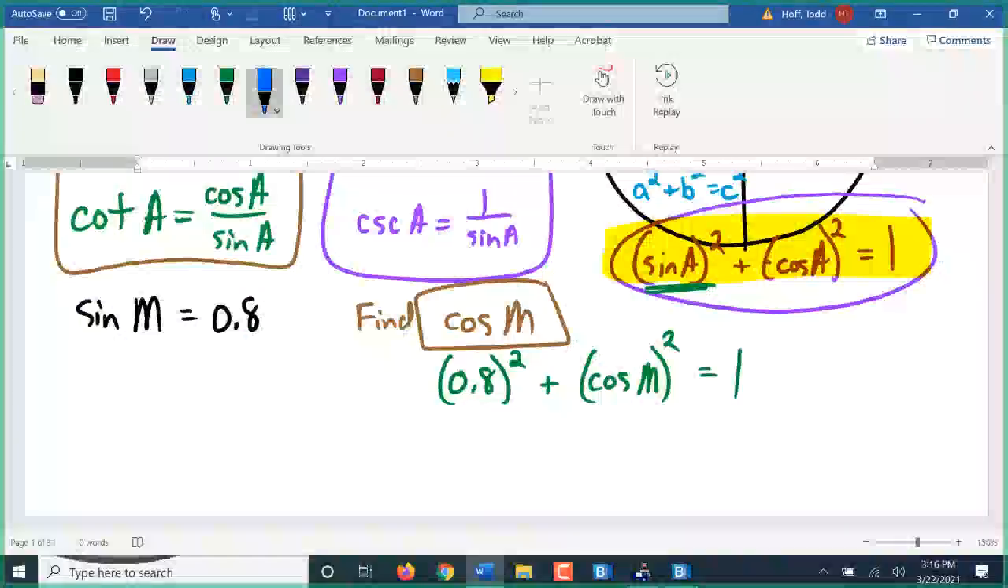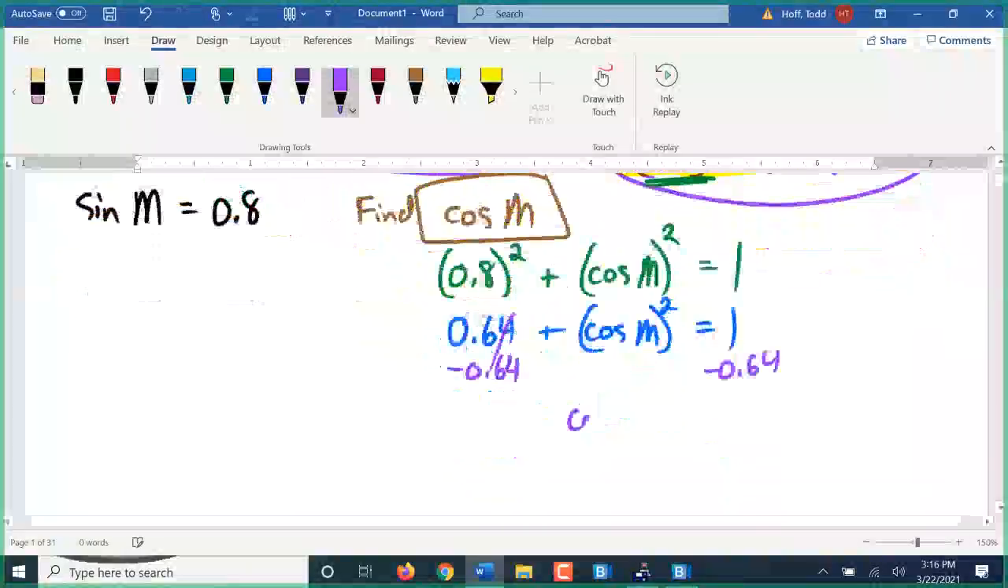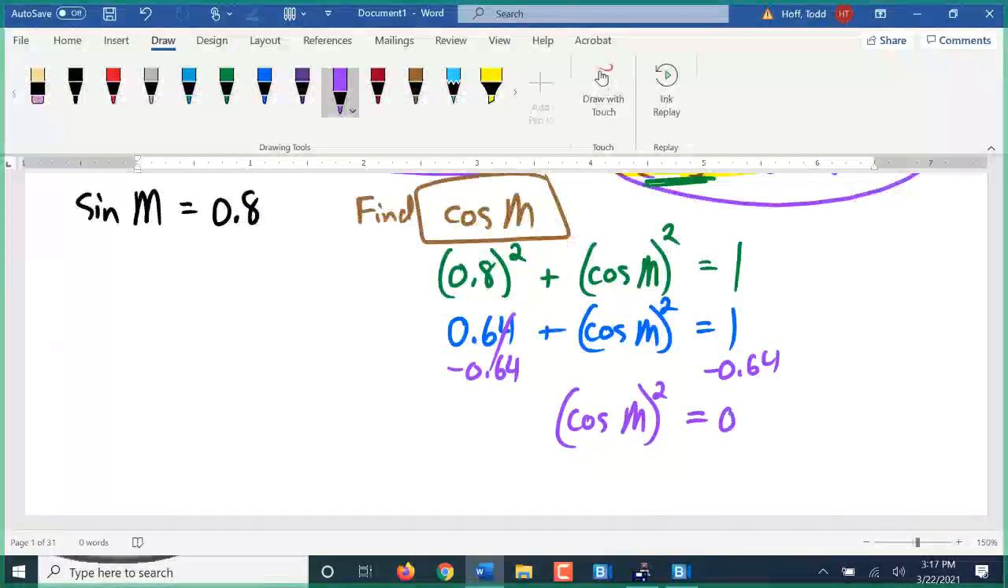What's 0.8 squared? Oh, you're thinking times 2. The right idea, 0.64. Now we're going to solve that for the cosine of M. What's the first thing we should do? Subtract the 0.64. That gives us the cosine of M squared equals 1 minus 0.64 is 0.36.